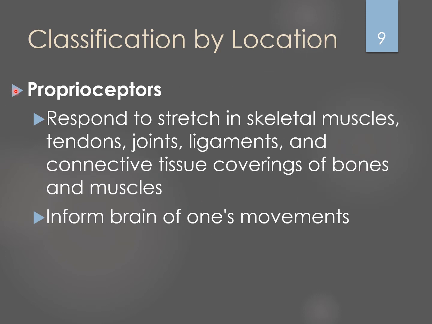Then we have, so very important, the proprioceptors. Proprioceptors respond to the stretch in your skeletal muscles, your tendons, your joints, ligaments, connective tissue coverings on both bones and muscles. They inform the brain of your position and your movements, and that's why you can stand straight without falling over.